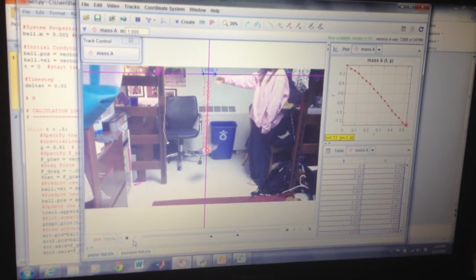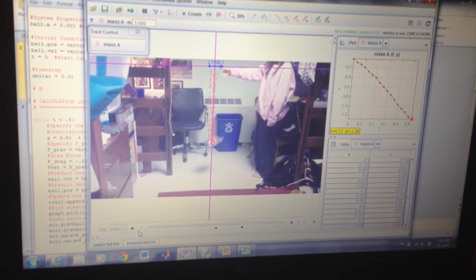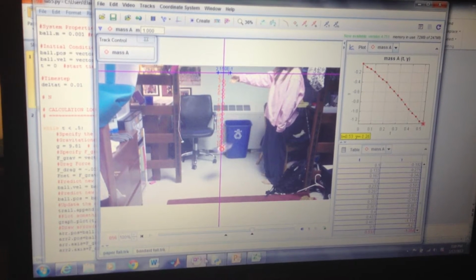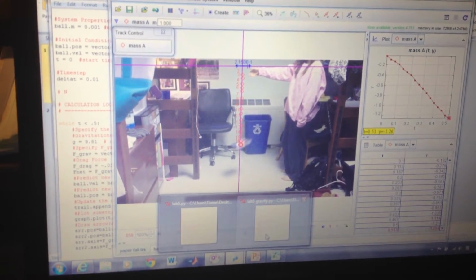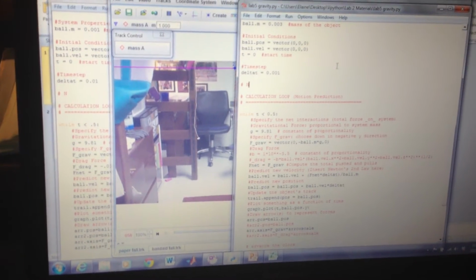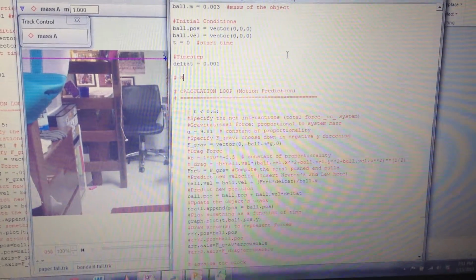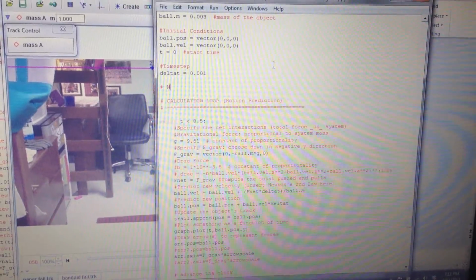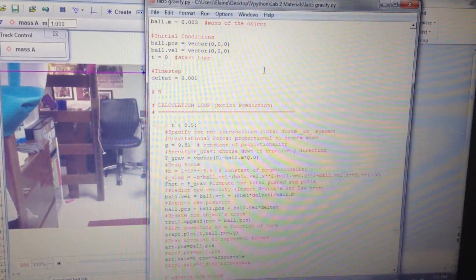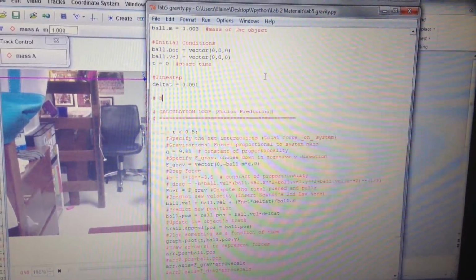Okay, so once that's recorded and I've gotten my data from that, I made a model in VPython of these two things. So first we're going to look at the just gravity model, which represents my Band-Aid box, the object that falls quickly. I put in my initial conditions, which is the mass, and the velocity vector, which has no initial velocity because I'm just dropping it.